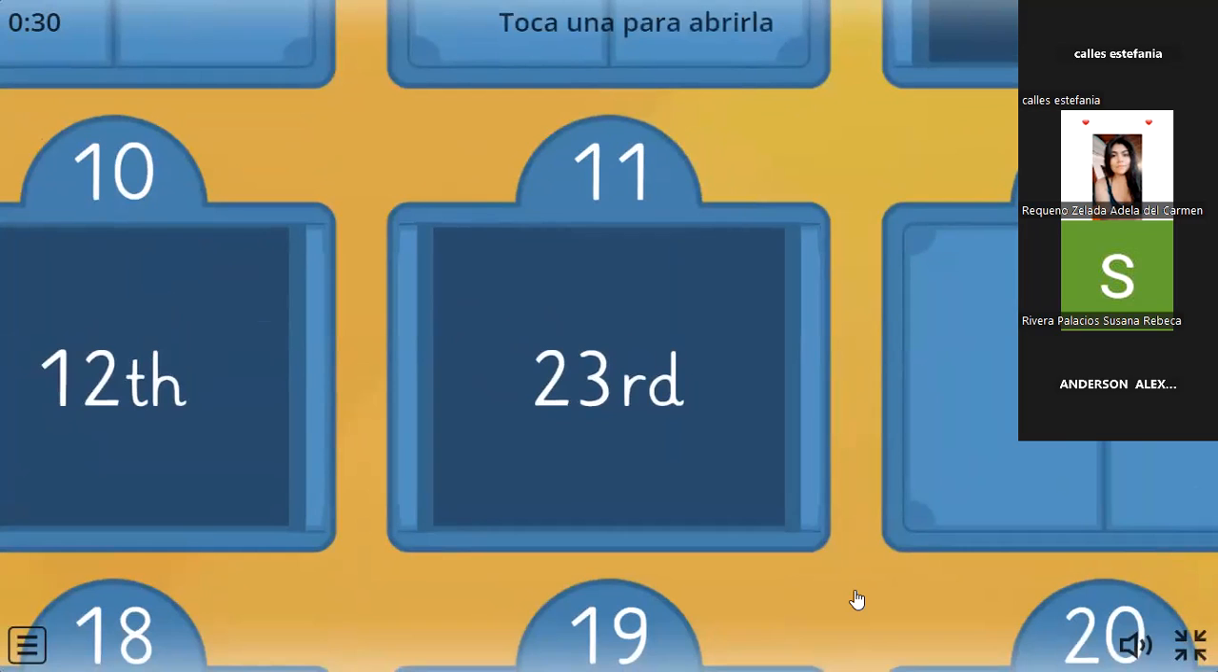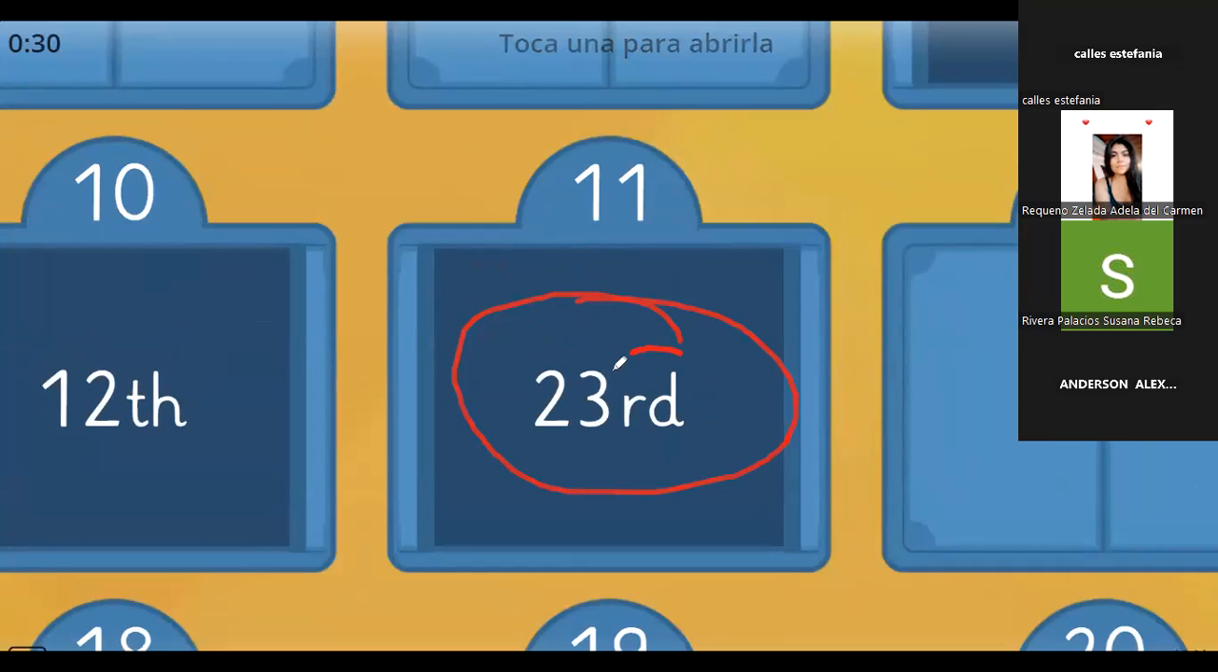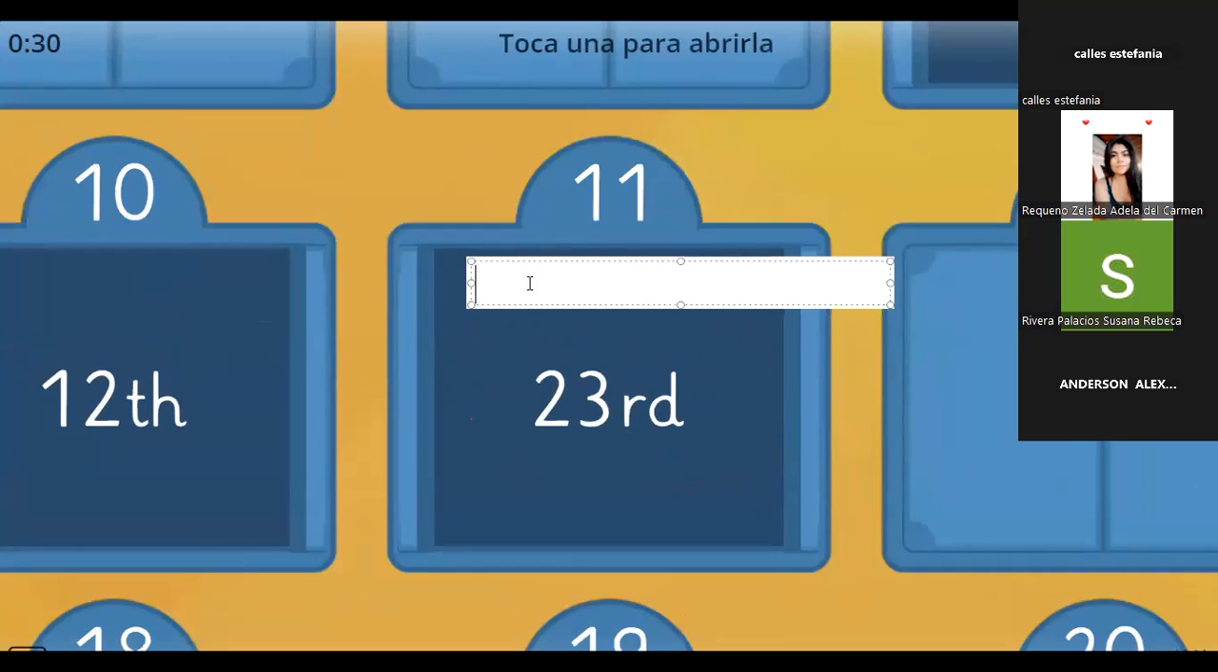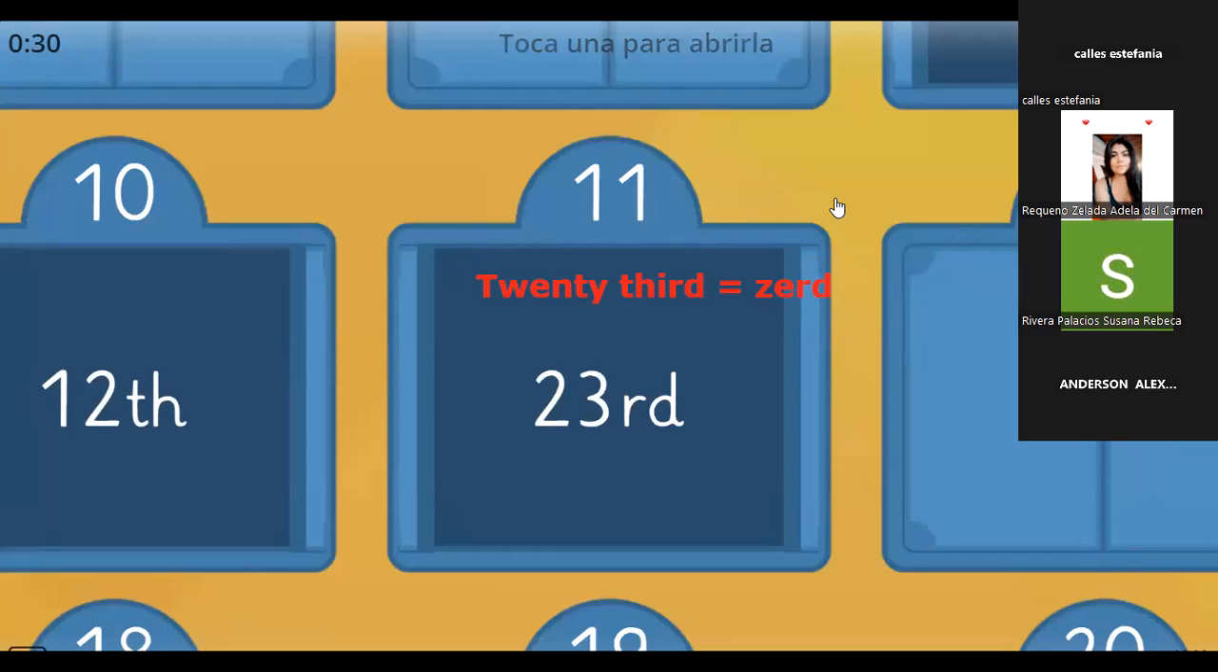Anderson Molina, what number is this? 23. 23 is the cardinal number. This is ordinal number. So what is the number? 23? No, 23 is the cardinal number. This is ordinal. So it's 23rd. Repeat it. 23rd. Excellent. What is the pronunciation for this one? Third. Okay. Third. That's the pronunciation for this one. Let's continue. Thank you, Anderson.